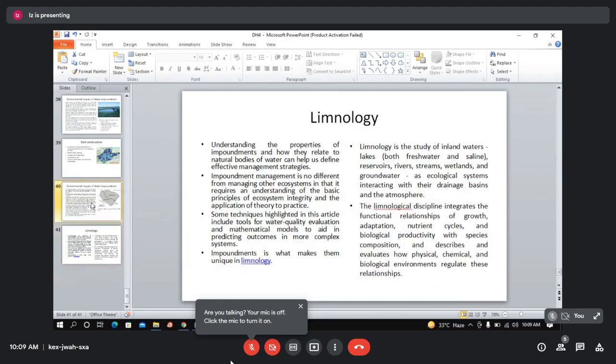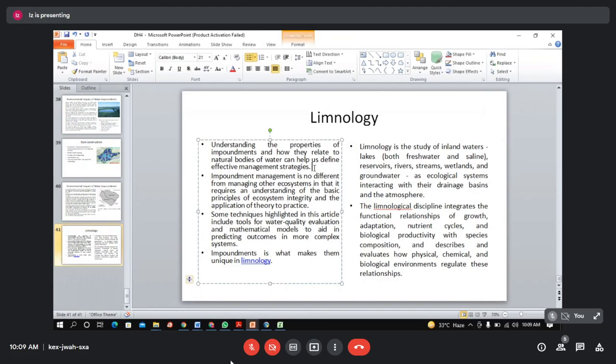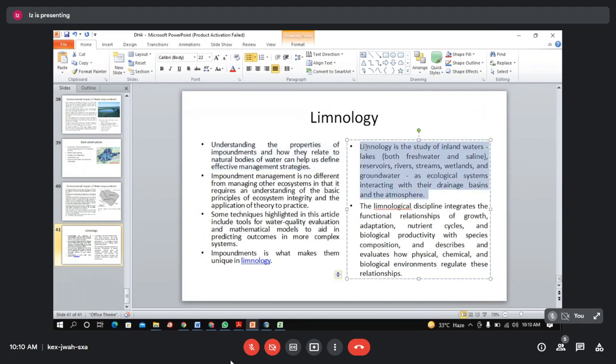Now, similar to this, a new branch emerges which is called limnology. Now limnology is these days quite in demand, and limnology is understanding the properties of impoundments and how they relate to natural bodies of water can help us to define this. In limnology, any inland lake, artificial or natural, either reservoir, river, stream, wetland, you try to develop a relationship with the groundwater and rest of the biodiversity. So this is an integrated study basically as ecological system interacting with their drainage basin and atmosphere, right?